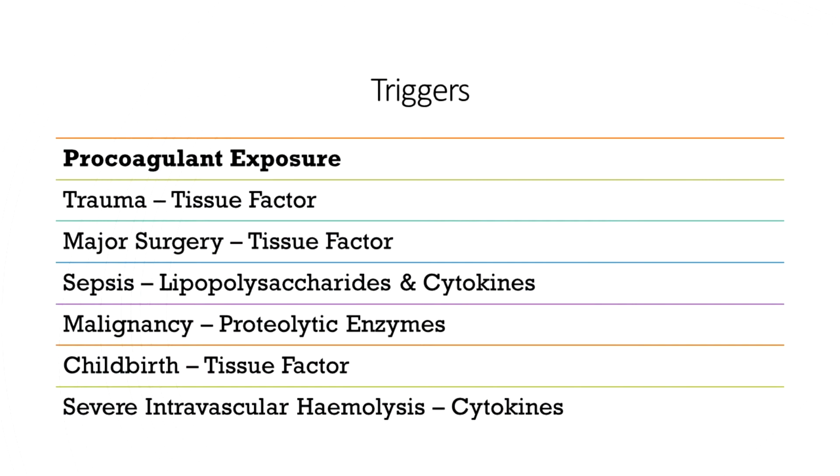In malignancy, we believe that there's proteolytic enzyme release, and the proteolytic enzymes themselves are the ones that trigger that procoagulant state in DIC. You need to get rid of the malignancy to have any hope of controlling that particular DIC. In childbirth, and this is where we see DIC postpartum, there is again tissue factor exposure that wouldn't usually be there because of the process of birth. And then in severe intravascular hemolysis, that can release cytokines that can trigger a DIC type picture, but that is again a very rare instance.